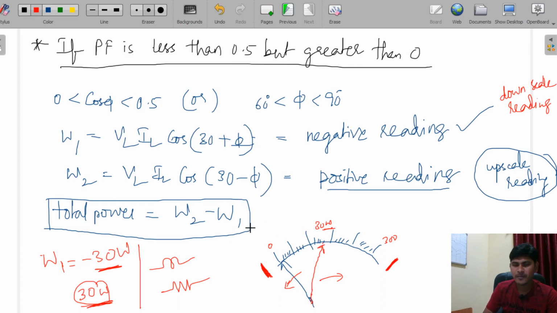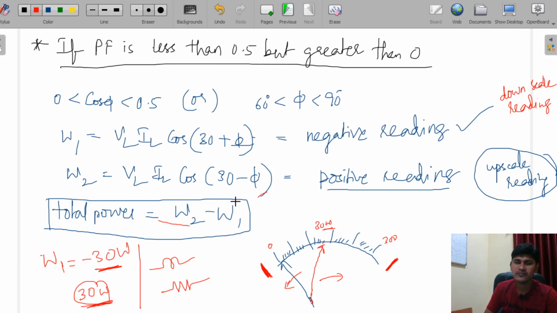After reversal of the current coil or pressure coil, you take a negative reading. Anyhow, you will get a positive reading, now you take a negative reading, minus 30. So the total power consumed by the load will be W2 minus W1. It is difficult to obtain a negative reading on a wattmeter.